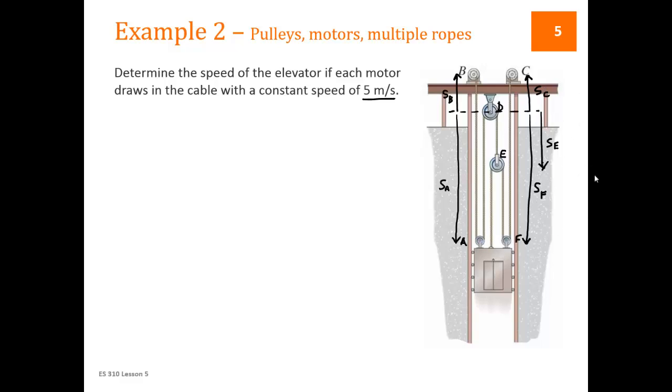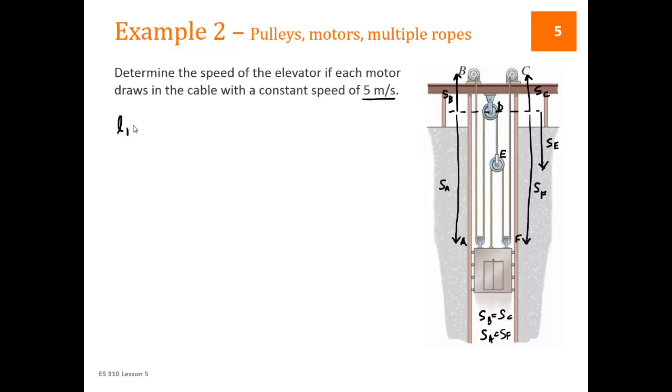Something to notice, first of all, SB and SC are going to be the same, right? Because the elevator isn't going to tilt. So those two are going to be the same, and then SA and SF are the same. So let's just jot that down so we remember. SB is going to equal SC. SA is going to equal SF. Alright, so let's write these lengths.